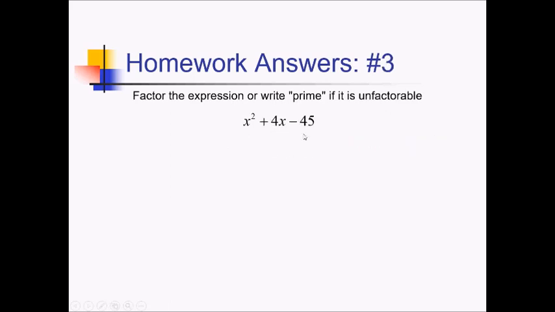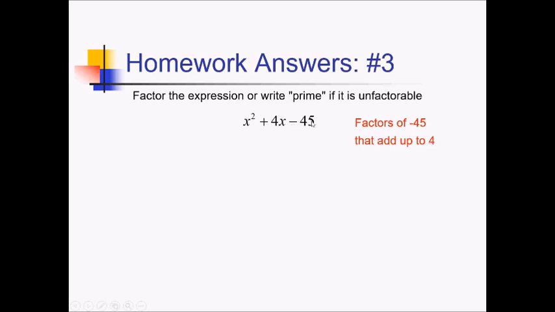For this problem, to factor this trinomial, we're looking for factors of negative 45 that add up to 4. So let's see, things that multiply to 45: 1 and 45, that's not going to add up to 4. 3 and 15, not even close. How about 5 and 9? Well, we could get a 4 out of that.